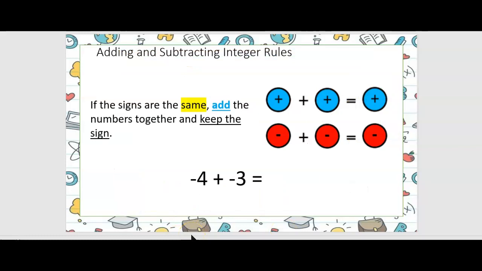Okay, adding and subtracting integers rules. Now we can use some rules, now that we hopefully understand exactly why these rules work. Maybe you just like rules. Maybe you don't want to use any pictures. And, well, even our rules have pictures here.